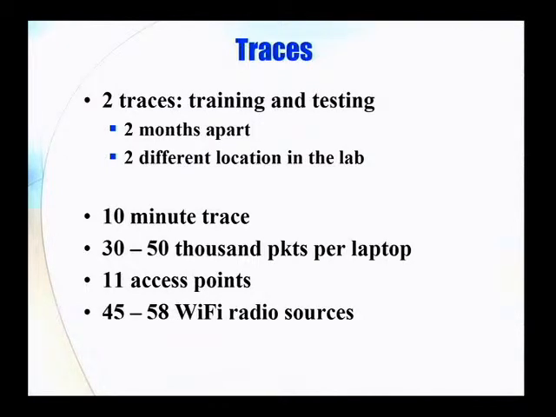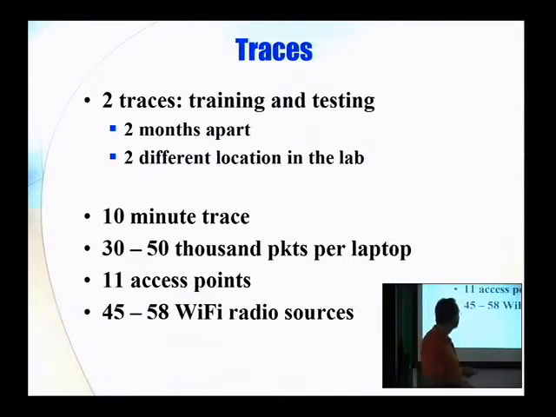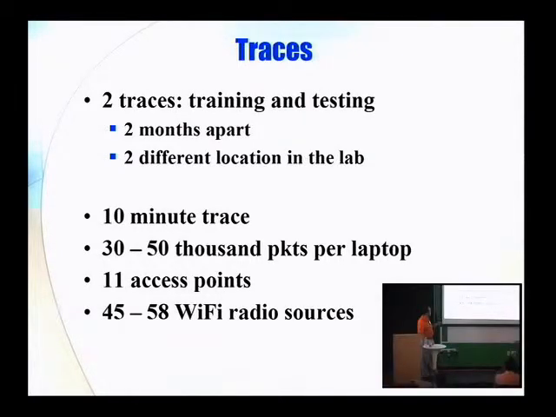So the results I'm going to show you are from the second trace we collected. We collected it 2 months later and in a different place in our lab, just to make sure that there was no location-specific abnormality that would give us erroneous results. To give you an idea of how big the traces are, in about 10 minutes, each of the devices was able to detect between 30 and 50,000 packets. We detected about 11 access points, but the traces themselves have many more Wi-Fi sources because these are just the access points, and we also have clients that are using those access points.